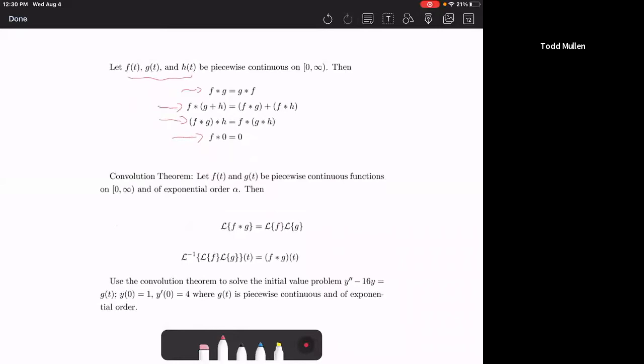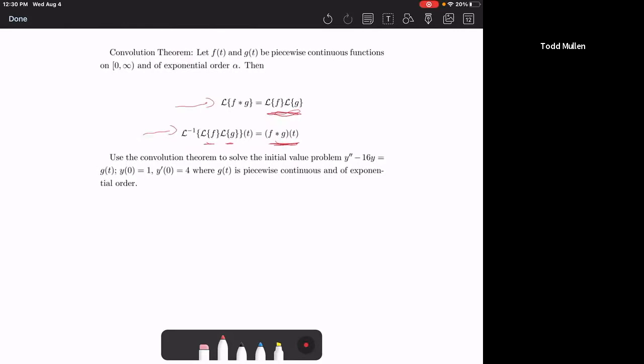Here's our work with Laplacians. The Laplace of the convolution of f and g is equal to the Laplacian of f times the Laplacian of g. And that's really why we've defined convolutions as we have. The inverse Laplace of the Laplace of f times the Laplace of g is just equal to f star g, or the convolution of f and g. That will be very handy moving forward.